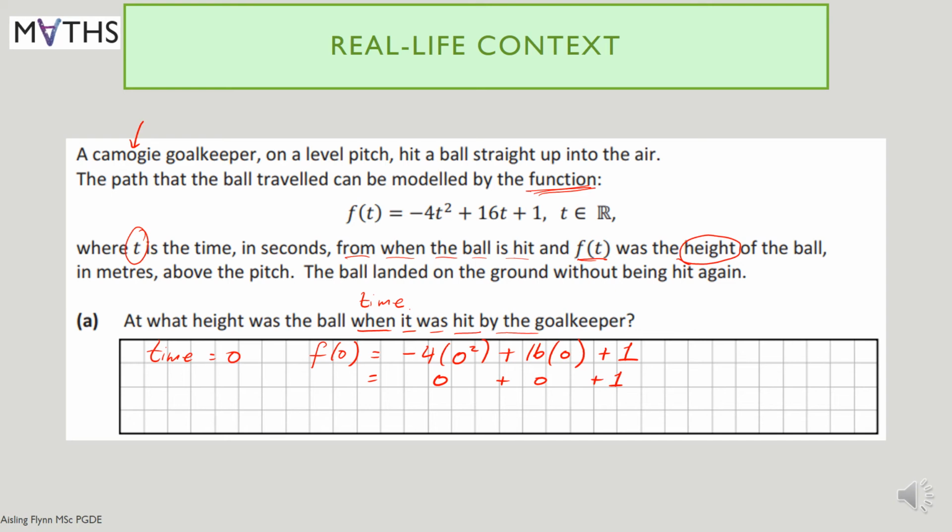So the first line there, I substituted 0 instead of t. We get 0 plus 0 plus 1, so the answer is 1. So when she hits it, it's at a height of 1 meter.